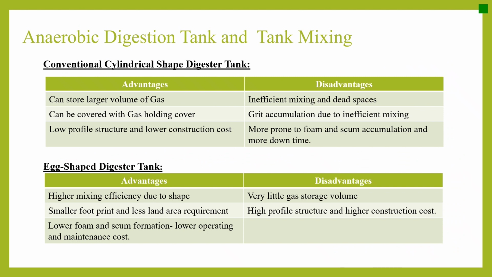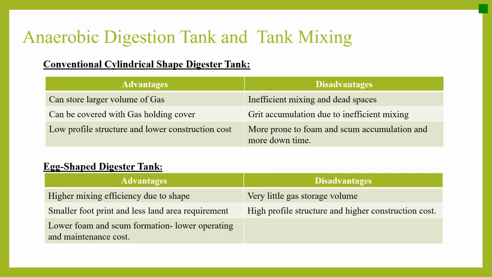For the conventional cylindrical digester tank, the advantages are that it can store a larger volume of gas, it can be covered with a gas holding cover, it is a low profile structure and it has a lower construction cost. The disadvantages are inefficient mixing and dead spaces, grit accumulation due to inefficient mixing, and it is more prone to foam and scum accumulation and more downtime.